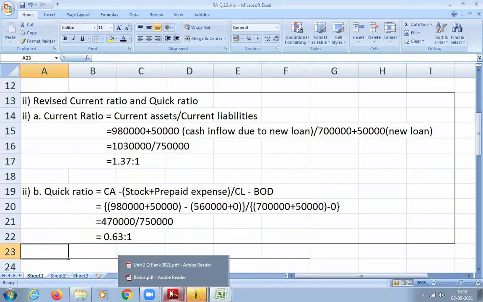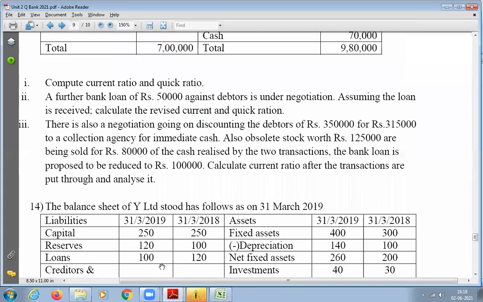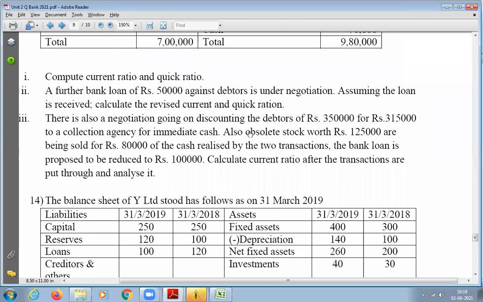Then you go to the third option. What does the third scenario say? One debtor is going to be discounted, and they get cash of 3,15,000, and 3.5 lakhs worth of debtors will go out of the balance sheet. It will reduce your current assets. Stock also: 1.25 lakh worth of stock will go out, and 80,000 worth of cash will come in. And then the bank loan will also reduce by 1 lakh.